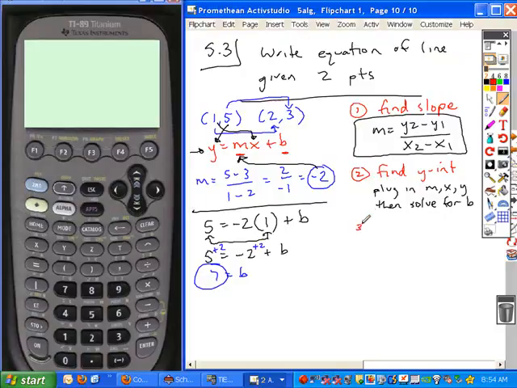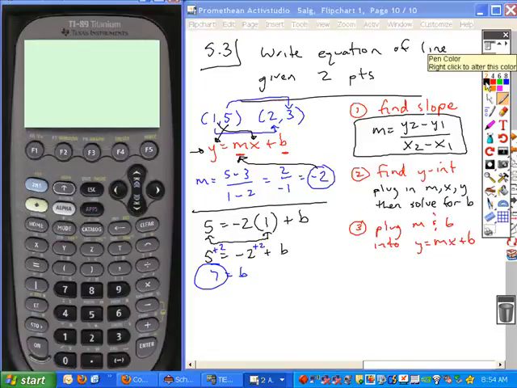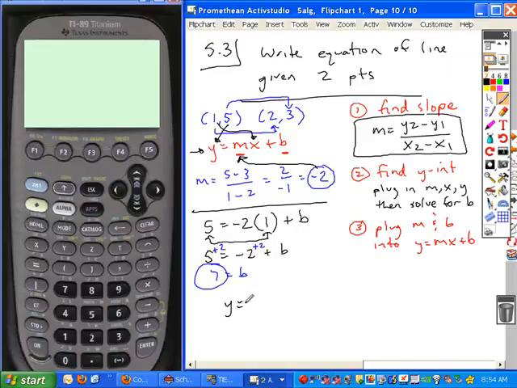Once we find our slope and our y-intercept, we can now plug m and b into the general form, the slope-intercept form, y equals mx plus b, to get our final solution. And so our last solution is general equation for this is y equals m, which we found to be negative 2, x plus b, which we found to be 7. Okay. So that's all you need to do.